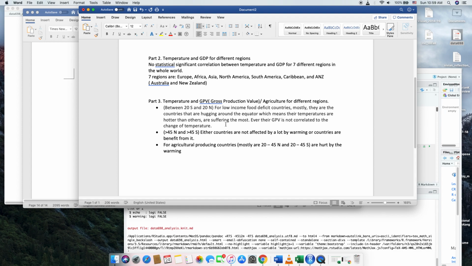So in this case, as I can conclude, the temperature increase does affect agriculture globally, but in different ways, as I explained before.